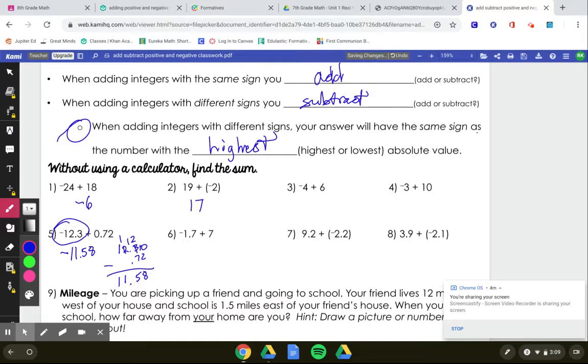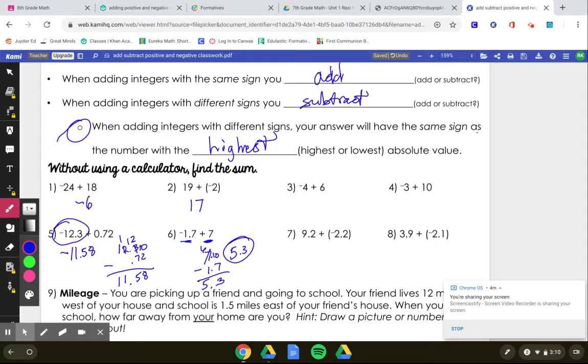For number 6, we have negative 1.7 plus 7. We're going to subtract since we have different signs. Our answer is going to be positive because this number's absolute value is bigger than that one. So I have 7.00 minus 1.7. I need that second zero there, and I have to borrow here. 10 minus 7 is 3. And my decimal point, 6 minus 1 is 5. So my answer there is 5.3.